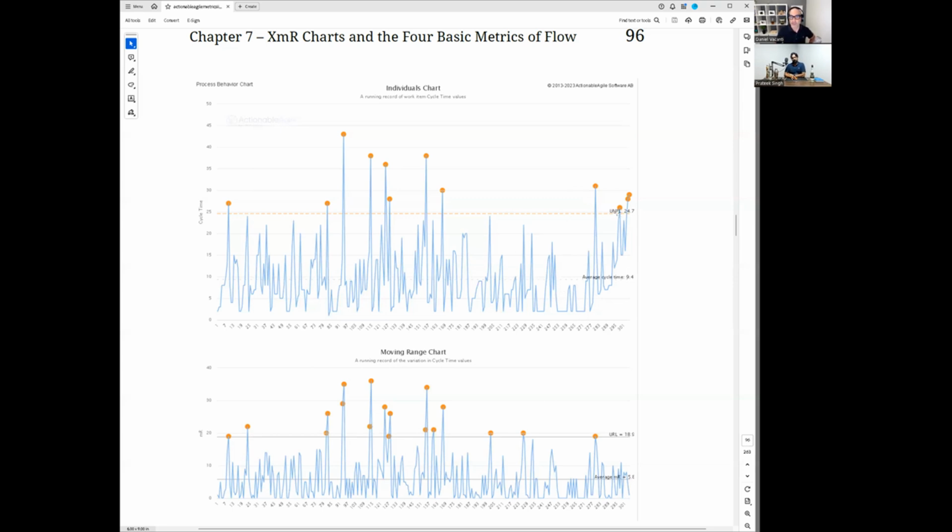And so the upper natural process limit is a function of the average of your time series, or certainly of your baseline period. In this example, the reason you don't see a lower natural process limit is because if you were to do the math on this, and like I said, we're not going to get into the math, that lower natural process limit would be negative. And since you cannot have a negative cycle time, in reality your lower natural process limit is 0.